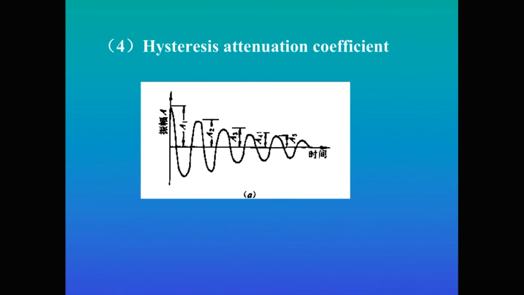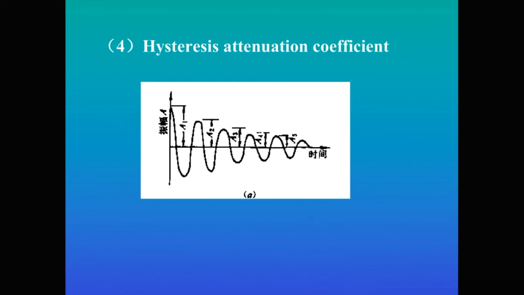The fourth is the hysteresis attenuation coefficient. You see, we recorded the amplitude time history. We can find the amplitude decreases with the different cycles. That means the amplitude decreases gradually. Here, I give five cycles. We use five cycles in order to calculate an average value. Then we use the ratio between the initial amplitude and the fifth amplitude, and we divide it by the number five.